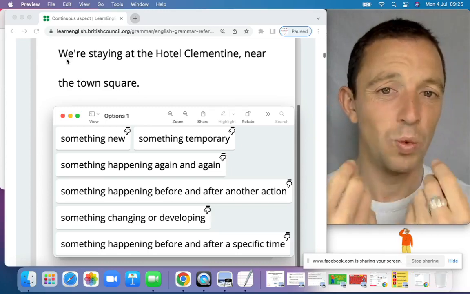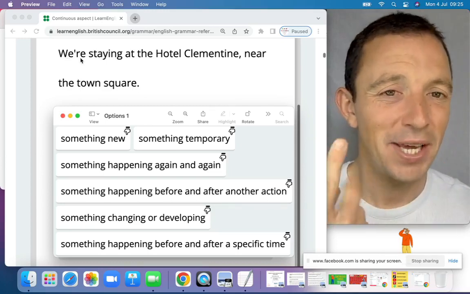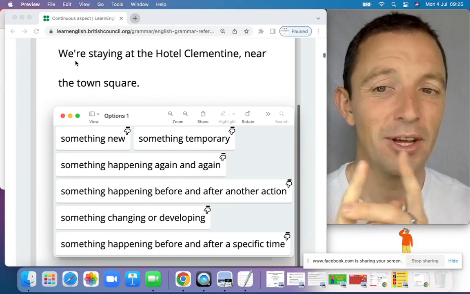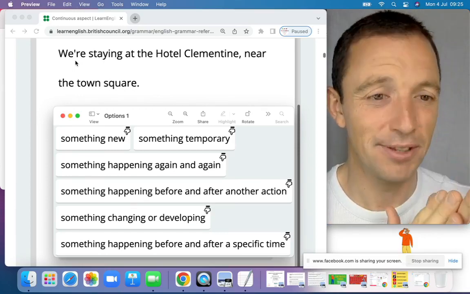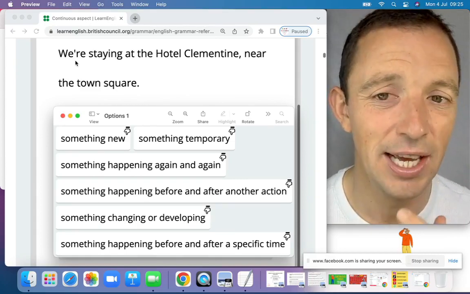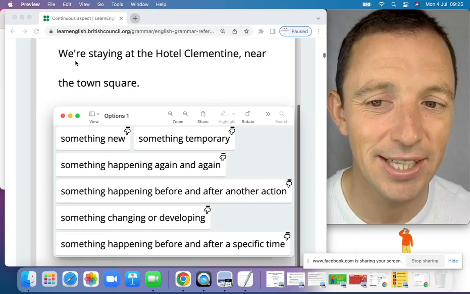The subject is we. The verb is to be plus to stay. The verb to be is in the present. Auxiliary plus the verb to stay is the gerund, the ing. So this is the present continuous at the Hotel Clementine near the town square.